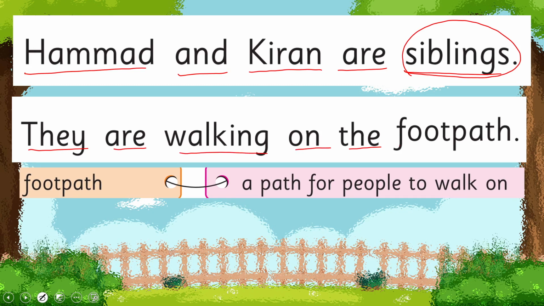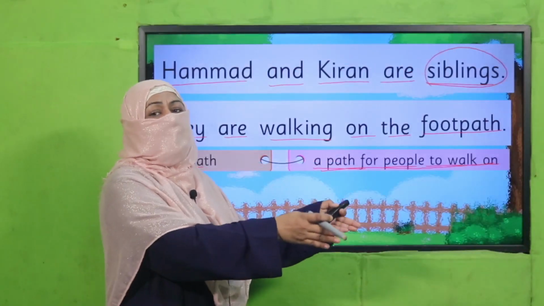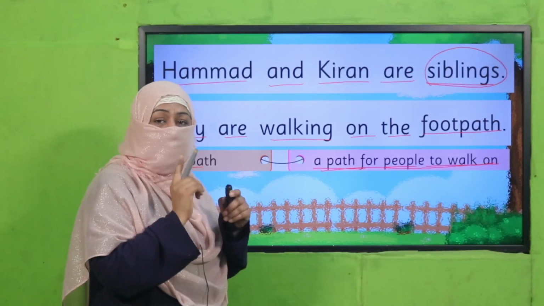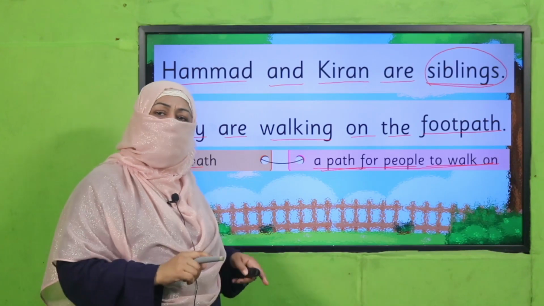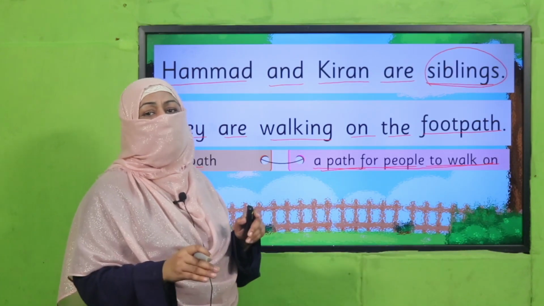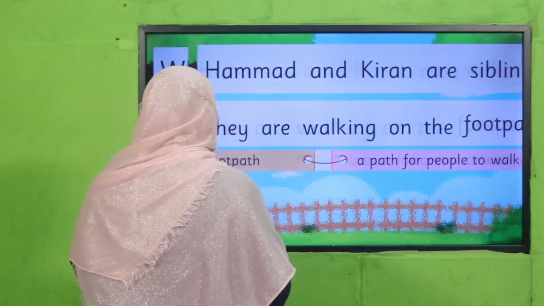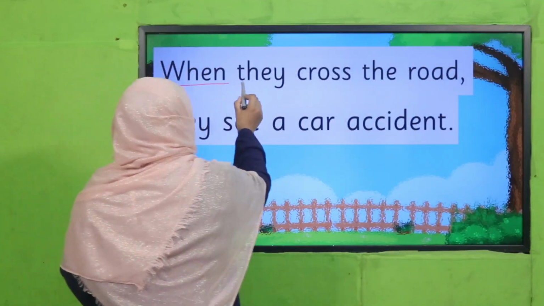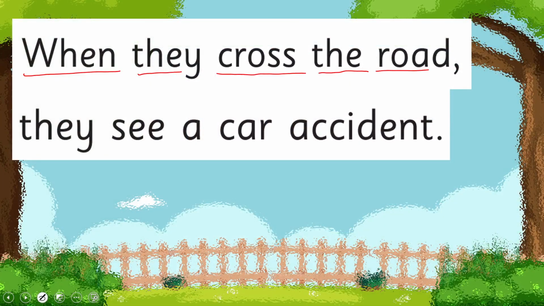walking on the footpath. And what does footpath mean? A path for people to walk on. But usually on a side of a road, there is a little high track that is called a footpath. So whenever we are walking on the road, we should always be on the footpath. We should not walk on the road, right? When they cross the road, they see a car accident.